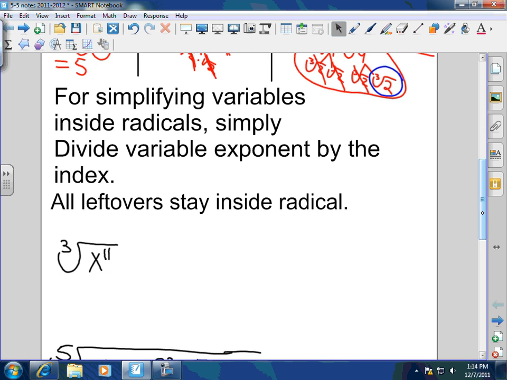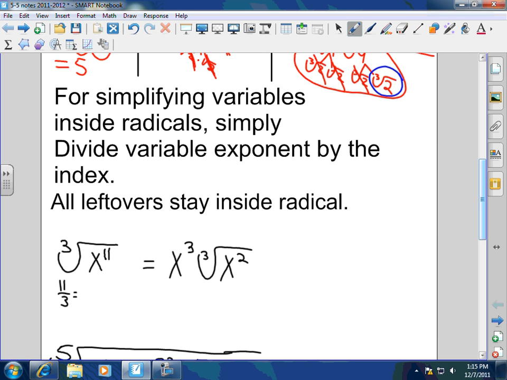Now, for simplifying variables inside the radical, simply divide the variable exponent by the index. All the leftovers stay inside the radical. So what am I talking about here? I have the cube root of x to the 11th. What's 11 divided by 3? How many times can 3 go into 11 perfectly? 3 times, right? So you pull out x cubed, and what's left over? X squared. Done.